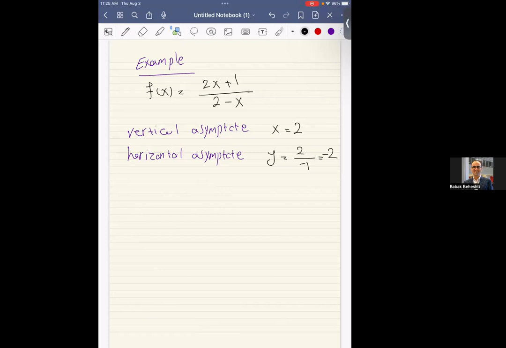So once you have the vertical and horizontal asymptotes, x equal to 2, for example, and y equal to -2.